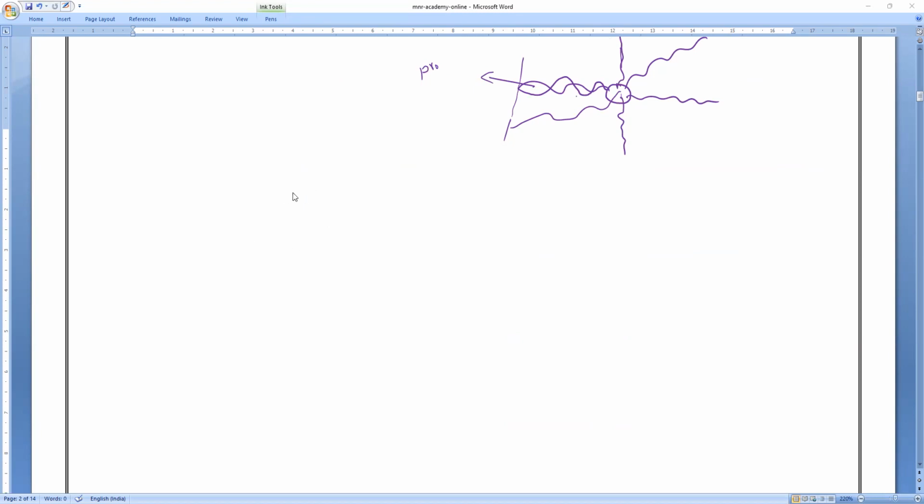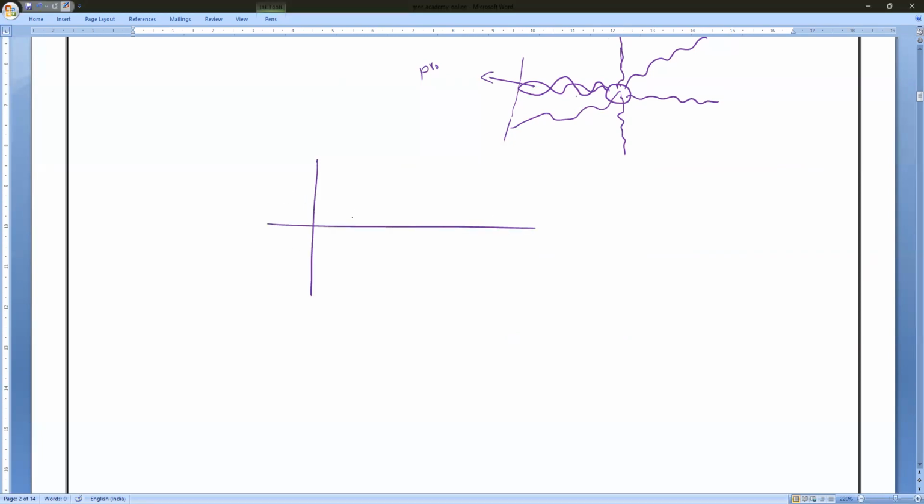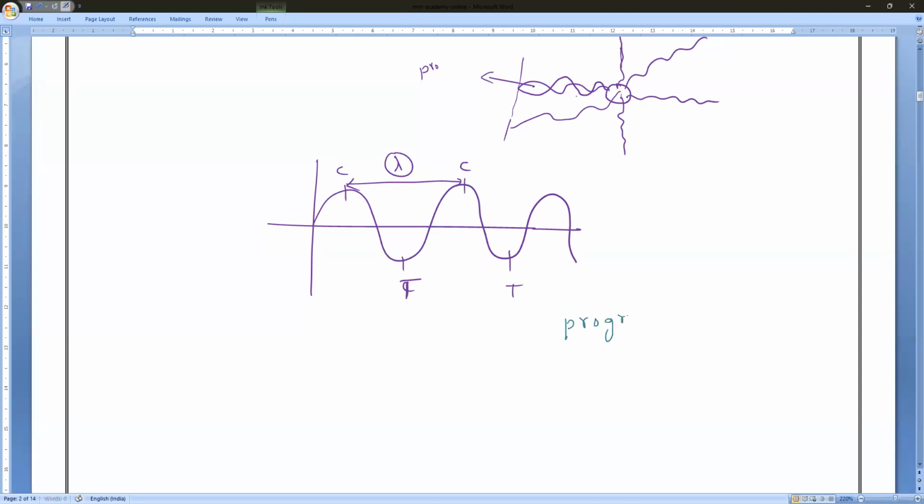What is the distance between two successive crests or two successive troughs? I want to know, everybody. Two successive crests or troughs, what do we call it? This is lambda. This is a crest and this is a trough, this is also a trough and this is a crest. The distance between two successive crests, what do we call it? Wavelength. This is the wave we call a progressive wave.